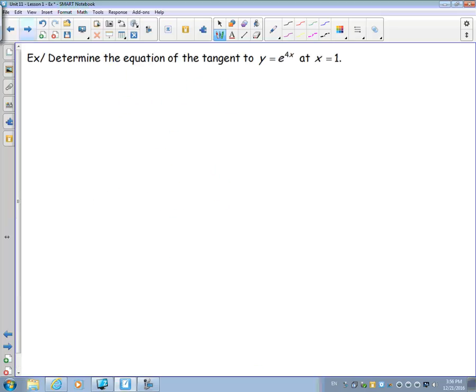Two more little examples for you. I want to find the equation of a tangent. Would Greta Musky come to the office, please?